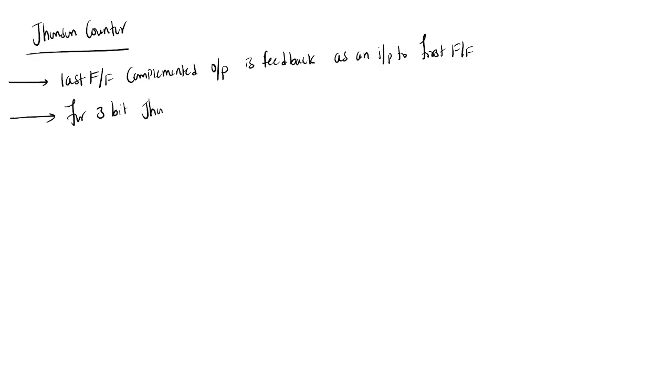3 bit. We need 3 flip flops. Three flip flops. So mostly, this makes the mod 6 counter. So which counter is acting as a mod 6 counter? The Johnson counter. Okay. So I am drawing the 3-bit Johnson counter.